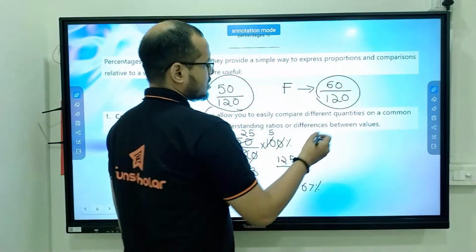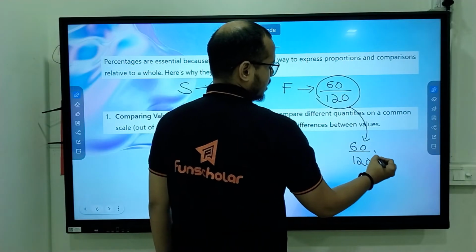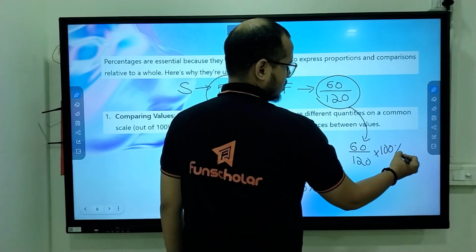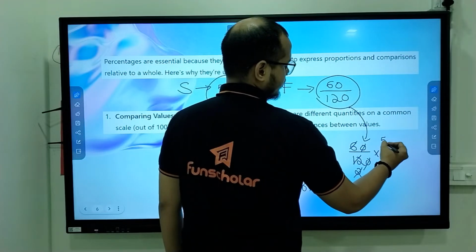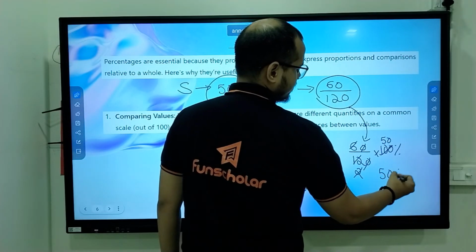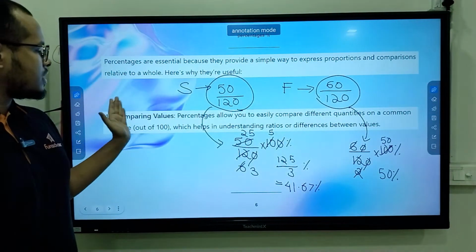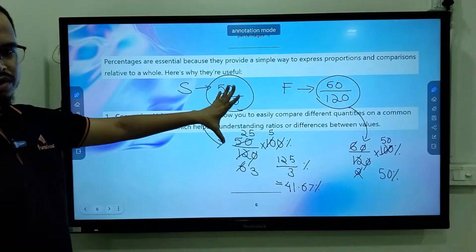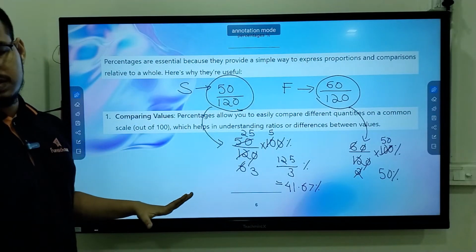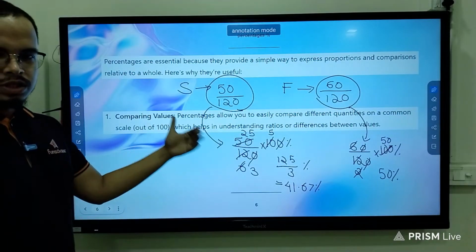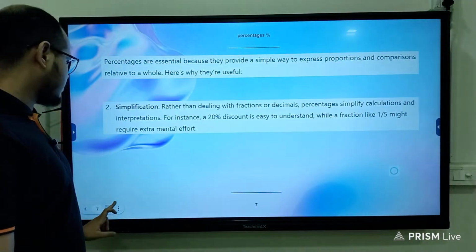Now what about my friend? 60 by 120 into 100%. 10 and 10 cancel, 6 and 2 cancel, this is 50. So my friend got 50%. This is how we compare values even if the scale is different. When converting any fraction to percentage, we have to multiply it by 100. As we do more sums, we'll get a deeper understanding of percentages. Let's begin with the next portion.